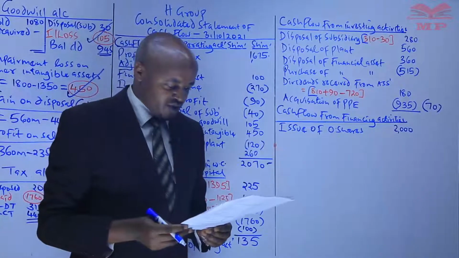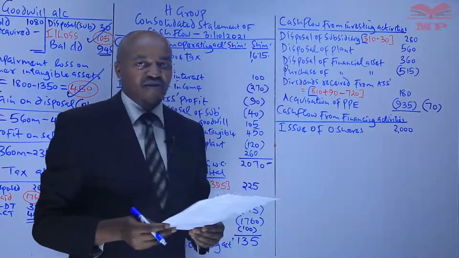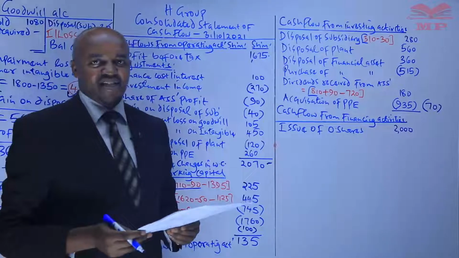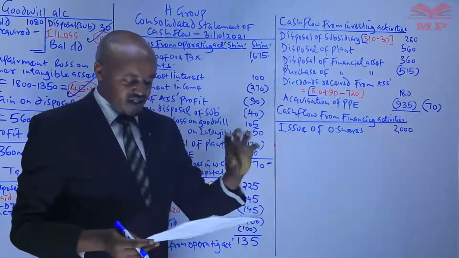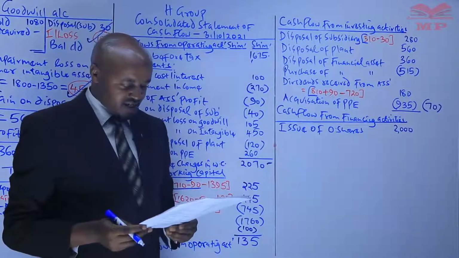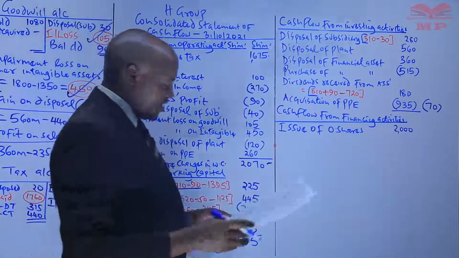Then we proceed to the other item below ordinary share capital, which is revaluation surplus. Now this revaluation surplus is a non-cash item. We don't consider it here. Anytime the assets have been revalued, that is a non-cash item. Below that we have the retained earnings.